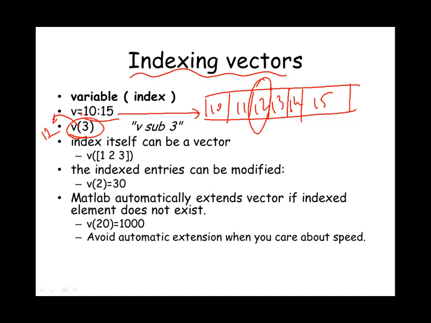The index can be a single number, such as V sub 3, or the index itself can be a vector, such as in this example, we are accessing the first, second, and third elements of the vector V, which will get us 10, 11, 12 as a new vector that contains 3 elements.